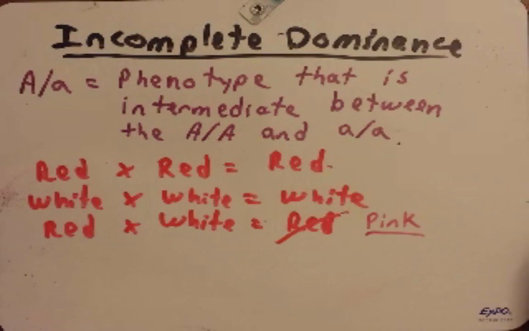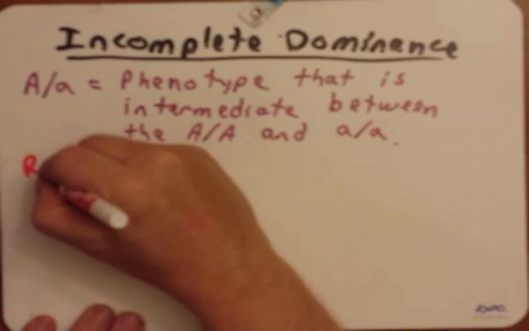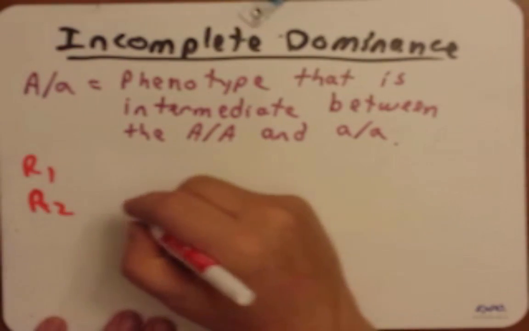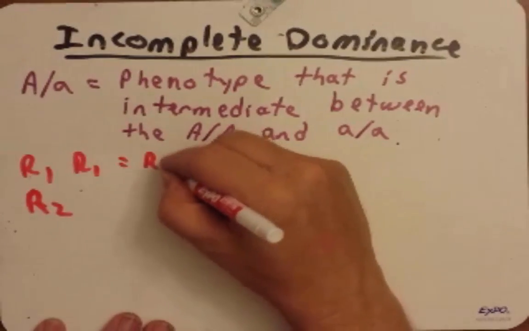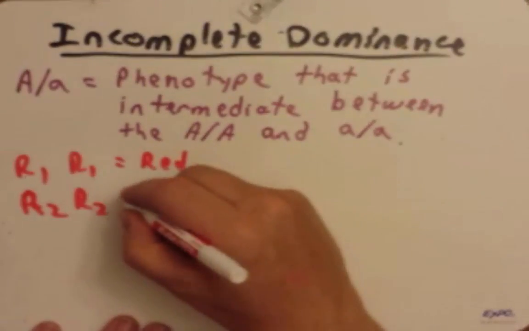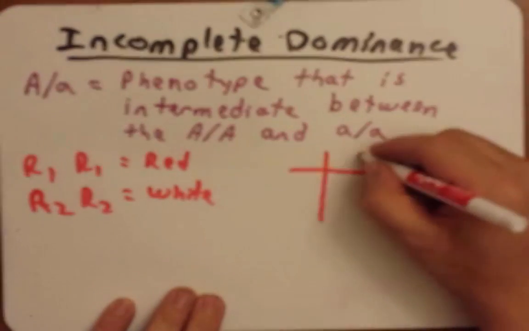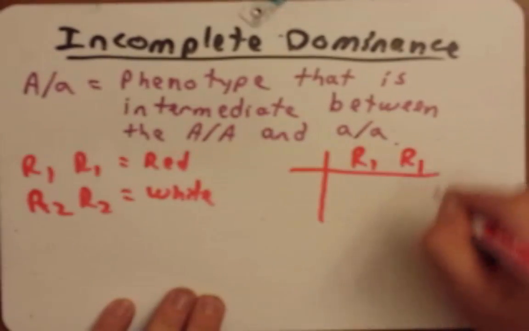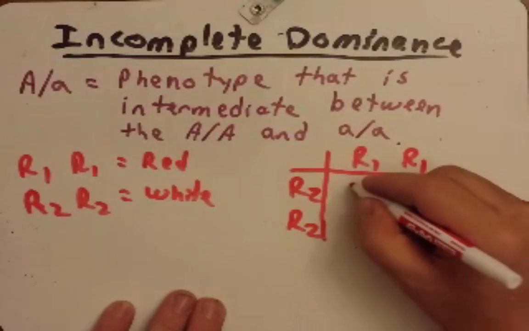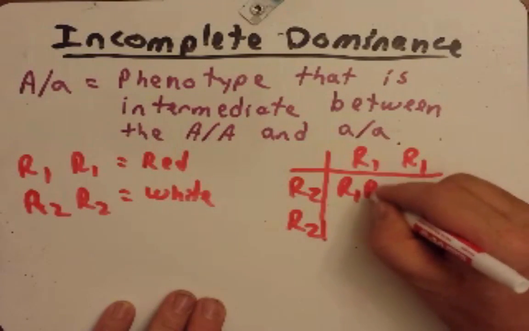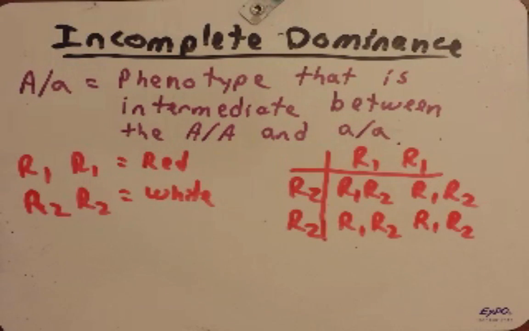So I'm going to redraw this in more of a cross format. So if we say the red allele is R1 and the R2 allele is white. So R1 gives us red, and R2 gives us white. So if we do a Punnett square here, we put R1, the red flower up here, and then R2 and R2, we end up with R1, R2. All of these are going to be R1, R2s. They're all going to be pink.